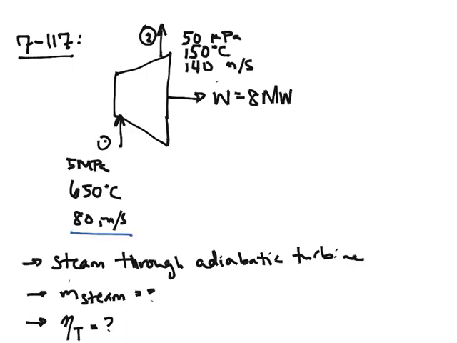At state 2, coming out of the turbine, we have 50 kPa steam at 150 degrees C and 140 meters per second. And we're getting 8 megawatts of power out of the turbine. What we want to know is, first, what's the mass flow rate of steam going through the turbine? And second, what's the isentropic efficiency of the turbine?